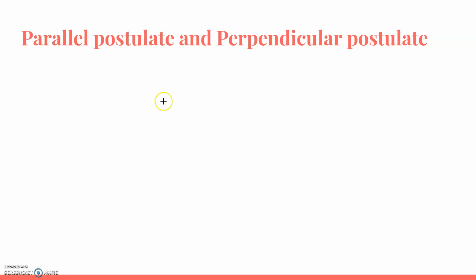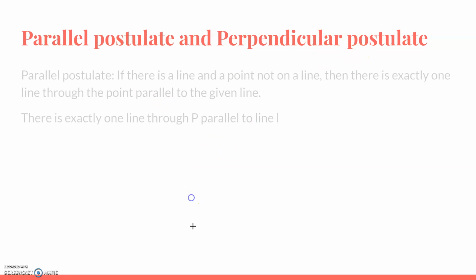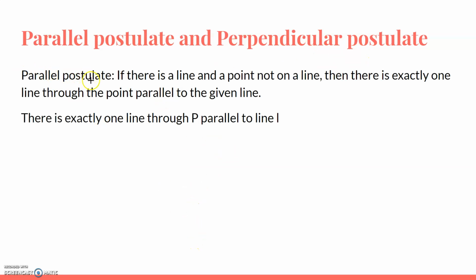Okay, so the parallel postulate and the perpendicular postulate. What the parallel postulate tells us is, if there's a line and a point not on the line, then there is exactly one line through the point parallel to the given line. So, as you can see here, there's exactly one line through point P that is parallel to line L. We have point P, and so there must be one line parallel to line L.